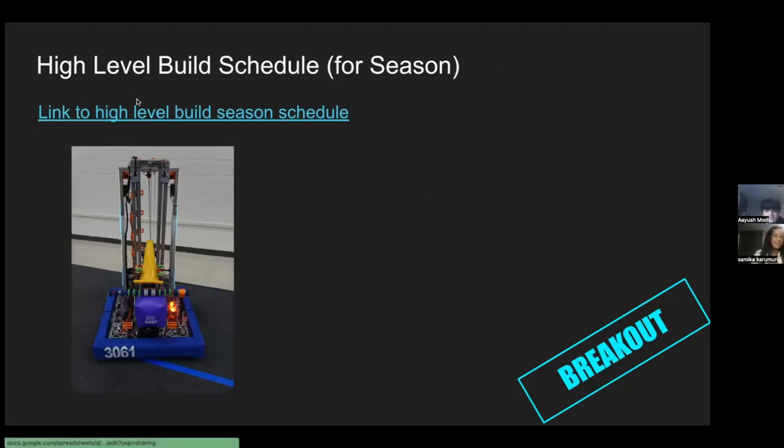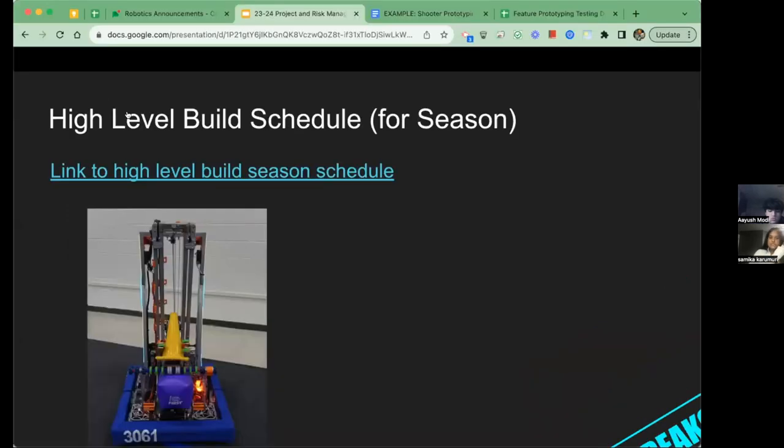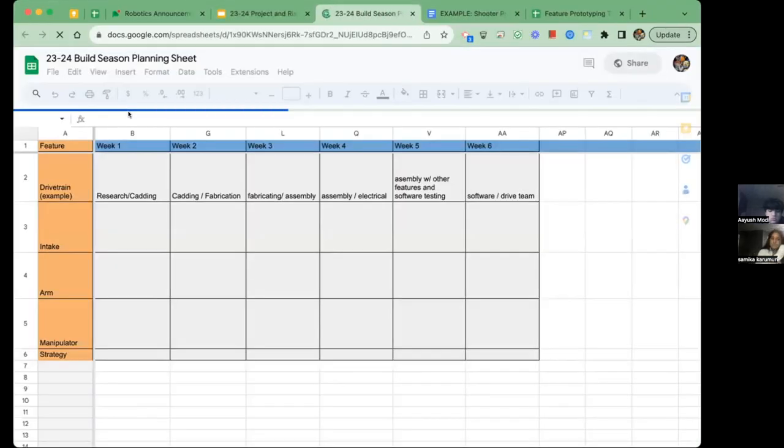As Ayush mentioned, having a high-level build season schedule allows us to create a targeted plan for all of our features and gives us a guideline for managing our time and workload. A high-level build schedule is very crucial to our team, and though it shows things in very general terms and very large groupings, without it, we would lack important information for the direction and dictation of our stories and goals. So I'm going to quickly go over this, and then you are going to get in breakout rooms and fill out a couple of these yourselves.